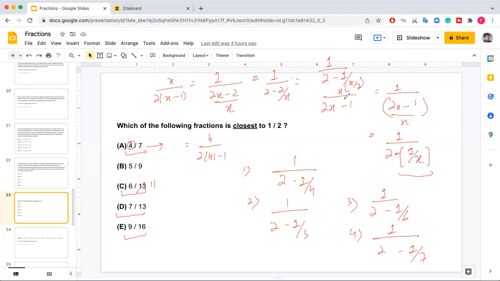right? Now take x as 9. So this will become 1 over 2 minus 1 over 4.5. So now tell which of the following is having the least distance. Considering this is not 13, this is 11. So that will be 7. D, right. D.